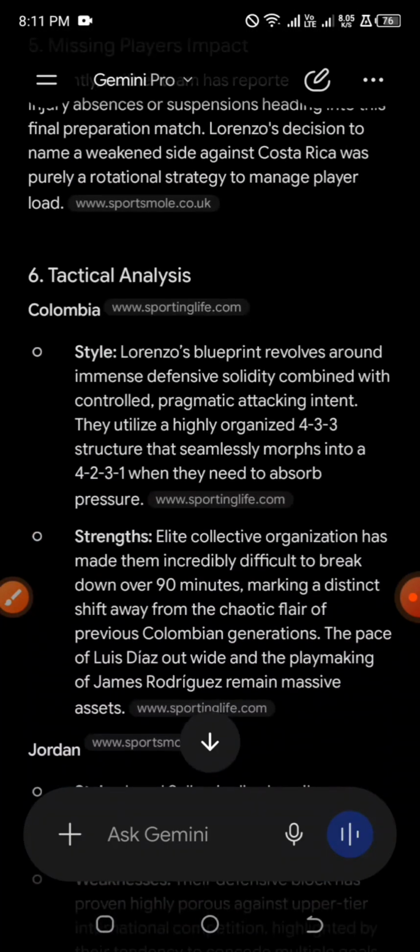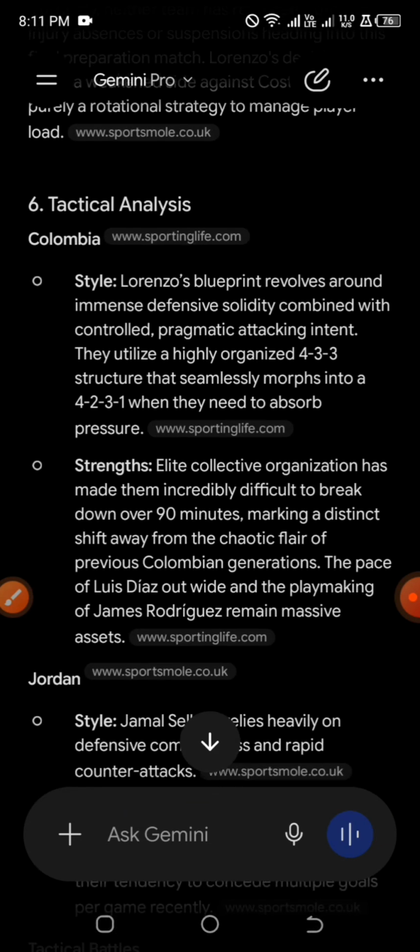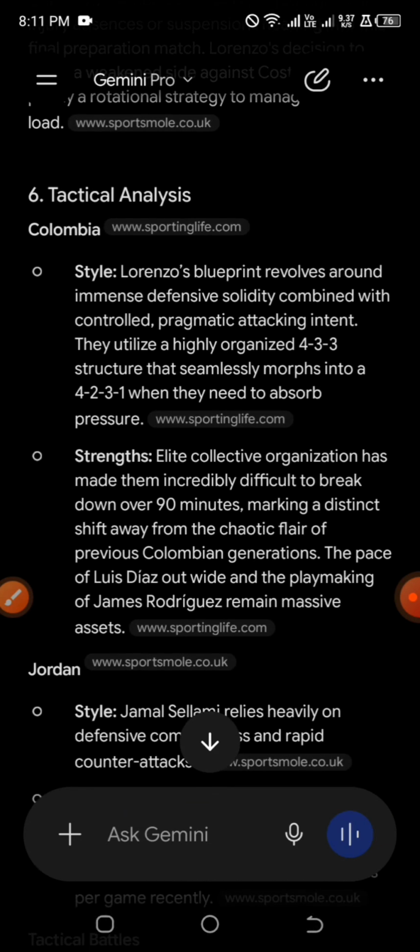So we have some missing players and their impact on the match. We also have the tactical analysis for those that really have interest in reading more about individual teams' playing style and their strengths or weaknesses.